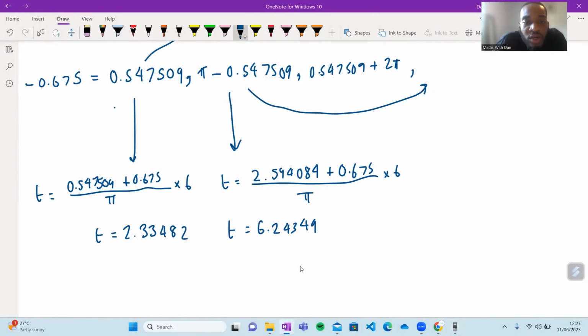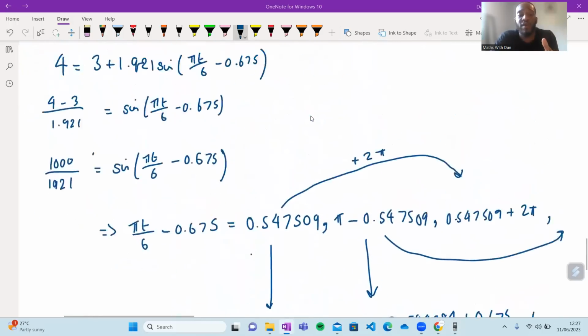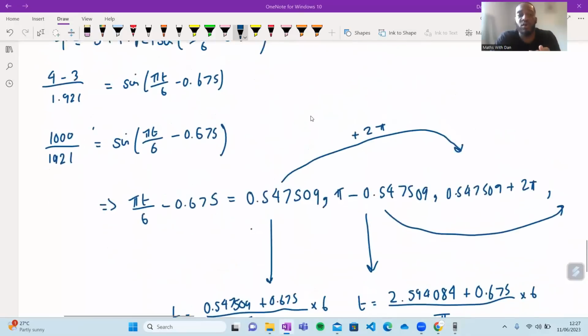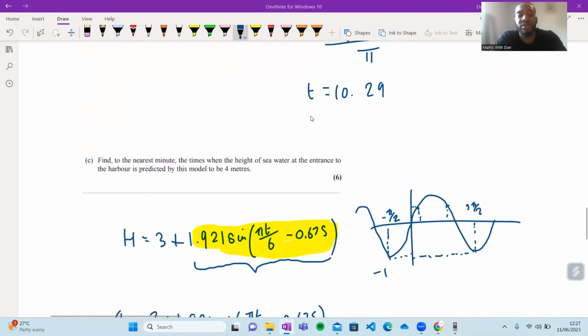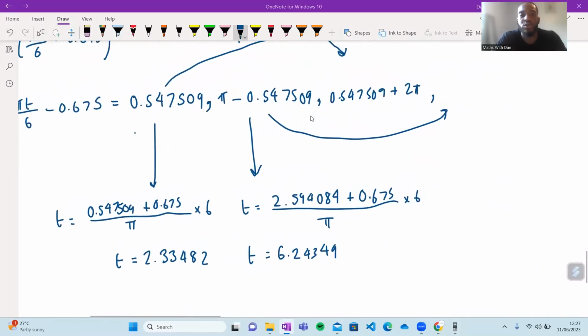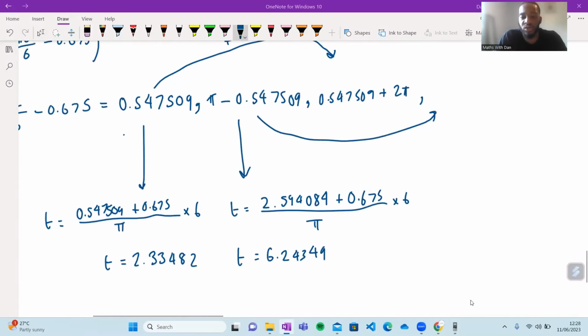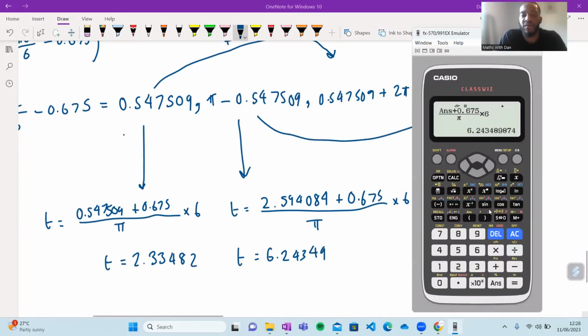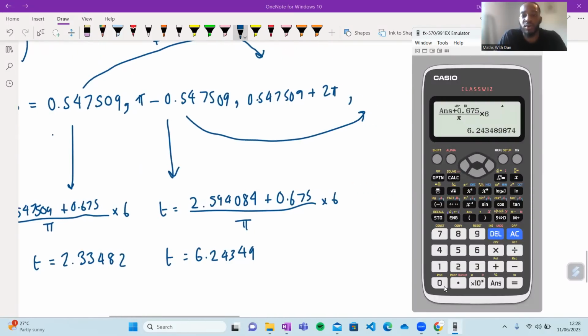Why are we using two values? The reason is because it may not be just 2. There could be more. I'm going to check. Remember, the range is between 0 and 12. The question says find to the nearest minute the times, so more times than 1, when the height of the seawall at the entrance is predicted to be 4 meters. So t ranges between 0 and 12. I've got these two. I'm pretty sure it's these two, but just to be sure, you could do one more, for example 0.547, or you could just adjust the range at the beginning, but it doesn't matter.